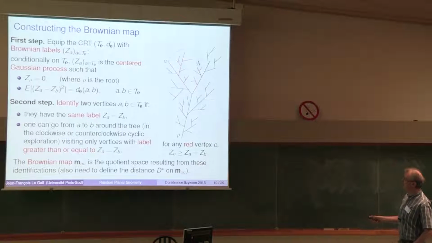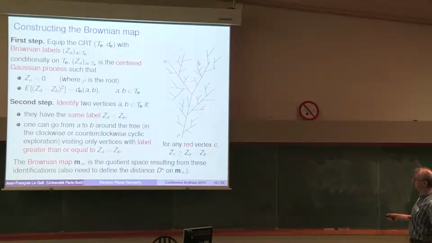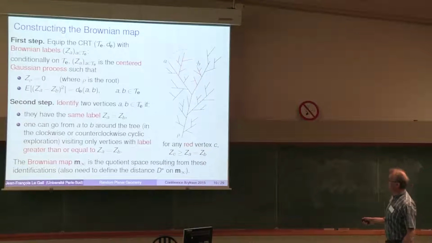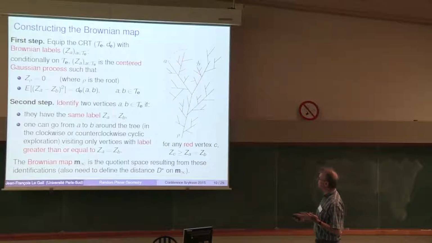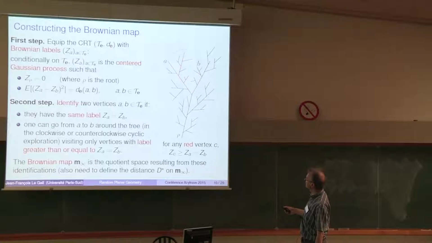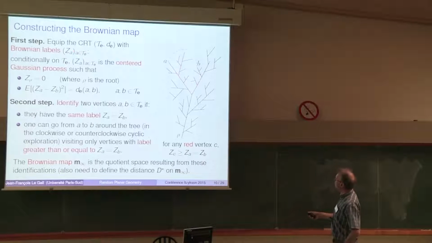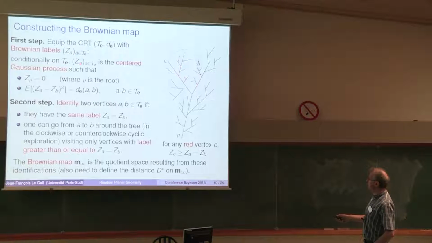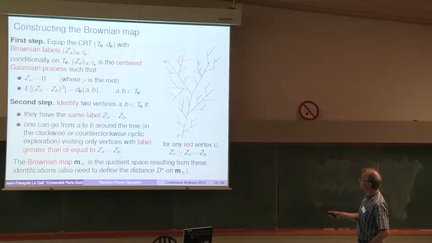So how do you construct the Brownian map from such an object? So it's a tree like this. You can draw it in the plane if you want like this. Well, there are two steps. The first step is to equip your CRT with labels. Okay, so T is my notation for the CRT, and the subscript e here refers to the Brownian excursion e, because I view it as a tree coded by a Brownian excursion. So it has a distance d_e. And you assign a label Z_a to each point, each vertex a of your tree.